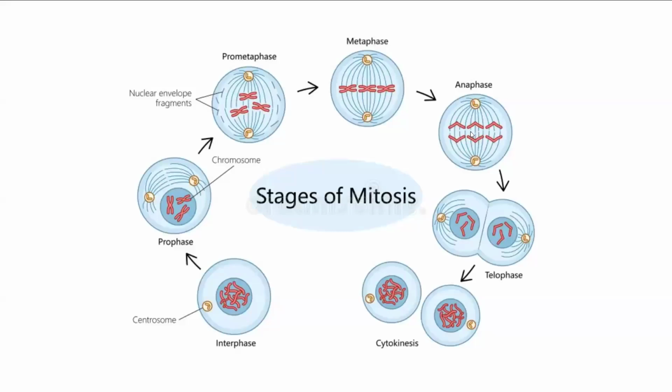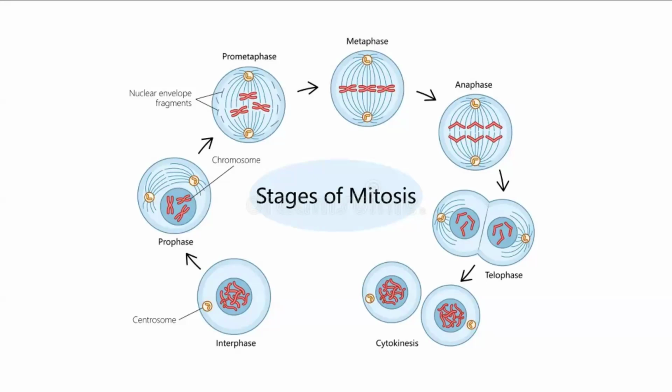So mitosis can be divided into several distinct stages. Mitosis is the process by which a single cell divides into two identical daughter cells. It's crucial for growth, repair, and reproduction in living organisms. Mitosis can be broken down into four primary phases, which are prophase, metaphase, anaphase, and telophase.